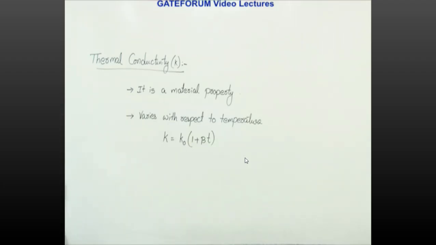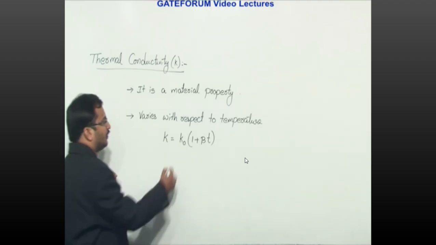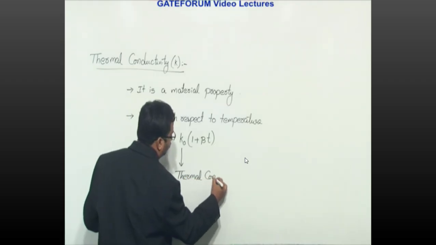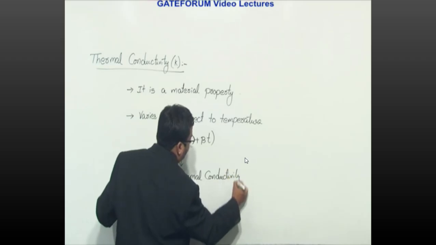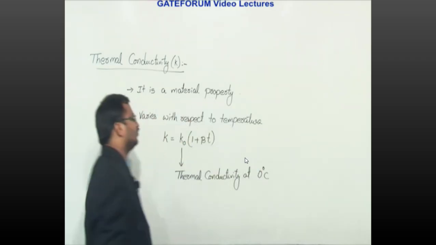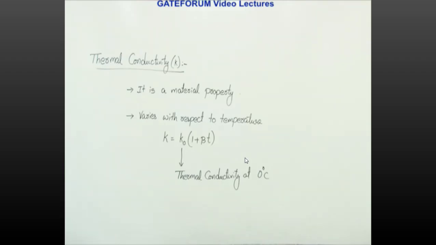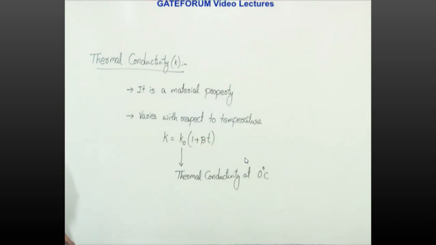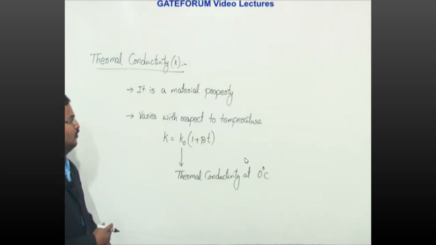K is equal to K naught into 1 plus beta T, where K naught is the thermal conductivity at 0 degrees centigrade, T is the temperature, and the beta value depends upon the material that we have used.